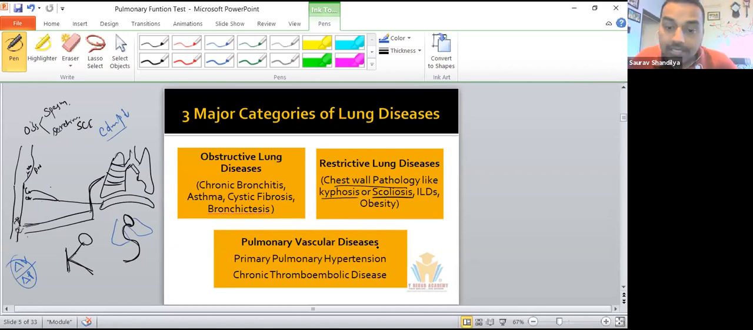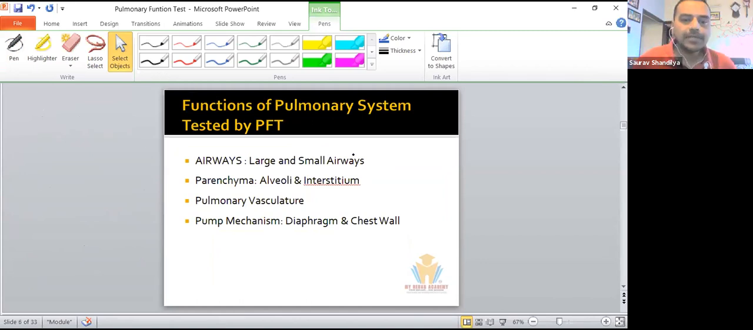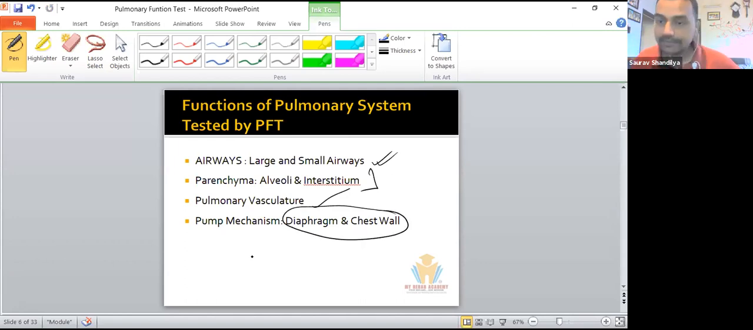Okay, so apart from that, other pulmonary vascular disease like primary pulmonary hypertension, or I can say chronic thromboembolic disease, even in these cases, this is extremely important to understand. Okay, so now, these functions are tested whenever we test pulmonary function. We are actually talking about large and smaller airways, any problem that can happen, or the overall parenchyma, or the pulmonary vasculature, or the pump mechanism. I told you just now, the chest wall deformities or diaphragm deformities, whether there is a problem of pump handle movement or bucket handle movement, both are responsible for different dimensions of stretchability. So overall lung compliance is reduced or not. That's how we are going to see that.